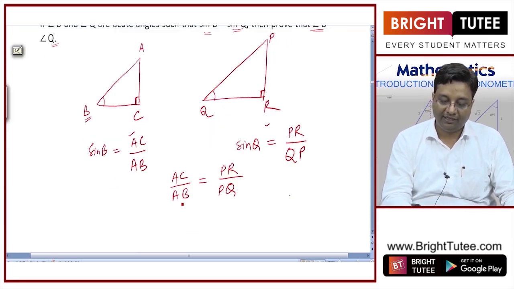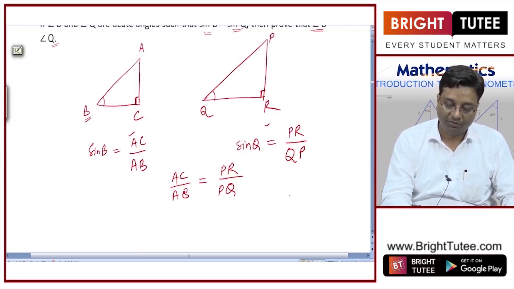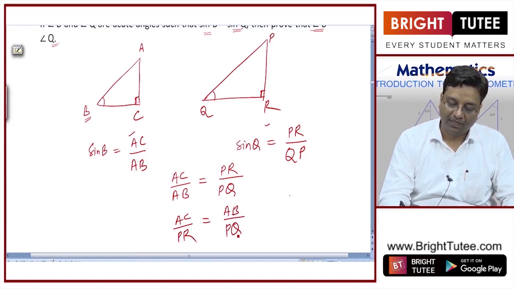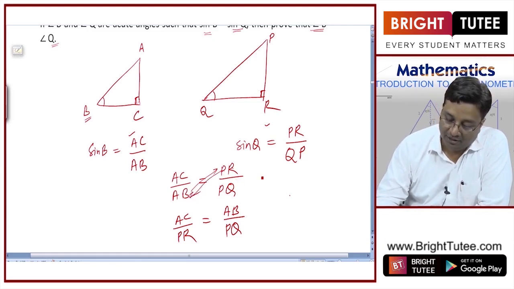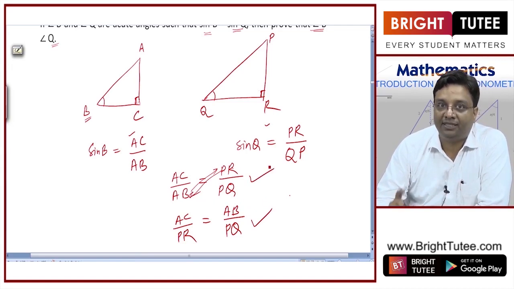So if I write this ratio like this, just to simplify it, AC upon PR is equal to AB upon PQ. I have done nothing here. I have taken this AB on this side and PR here, right? So this expression is the same expression as this one. So this ratio is equal.